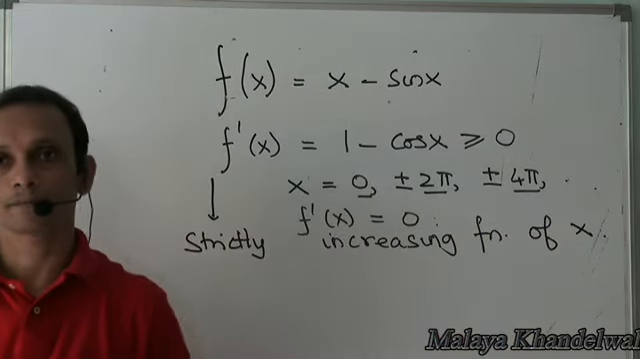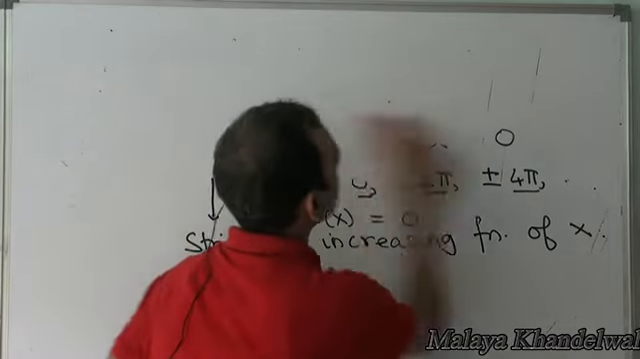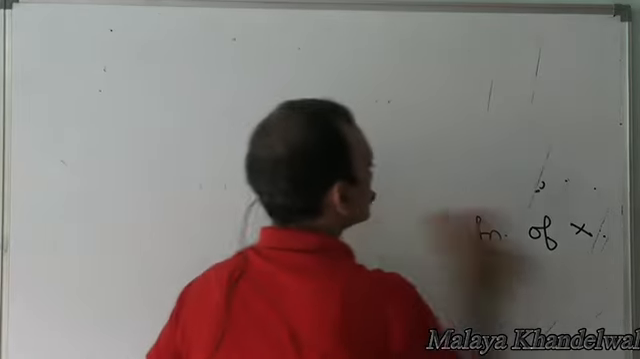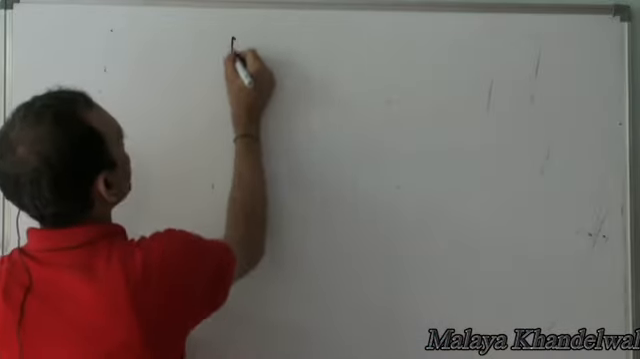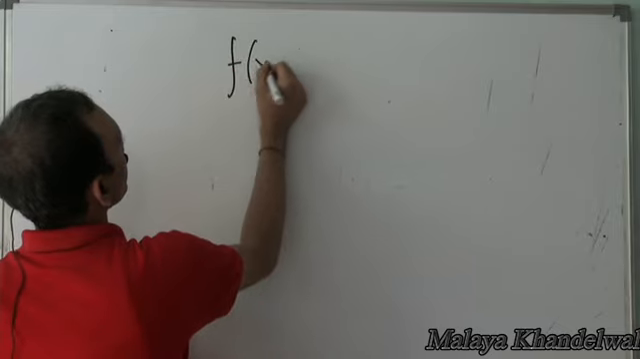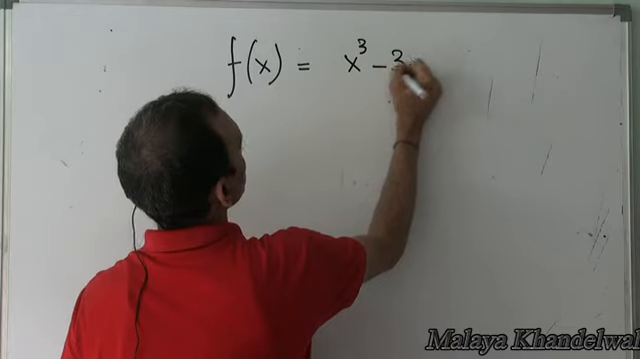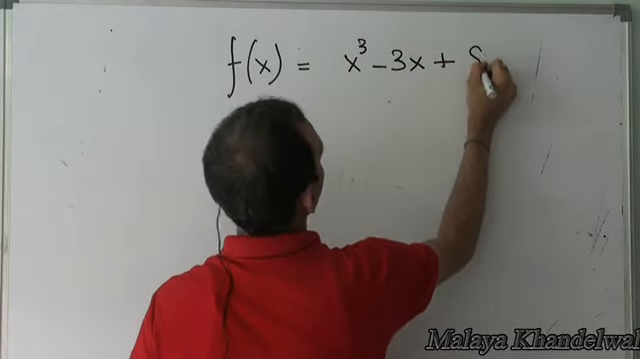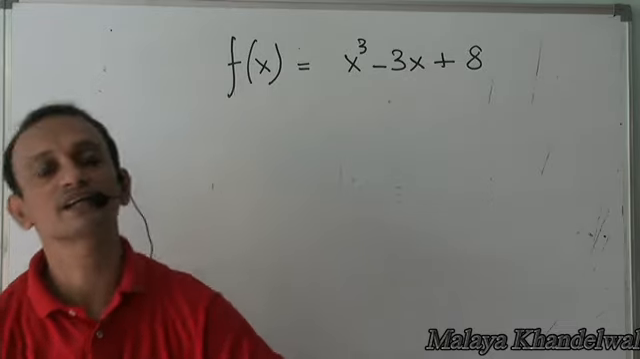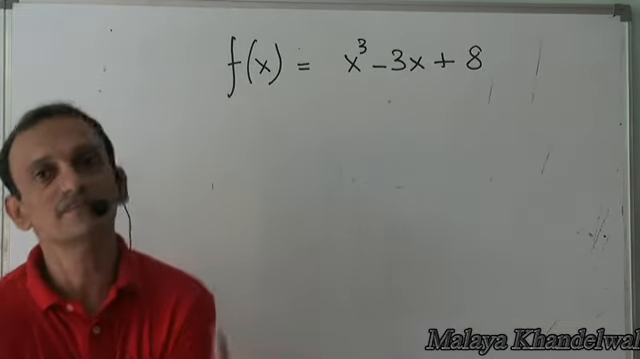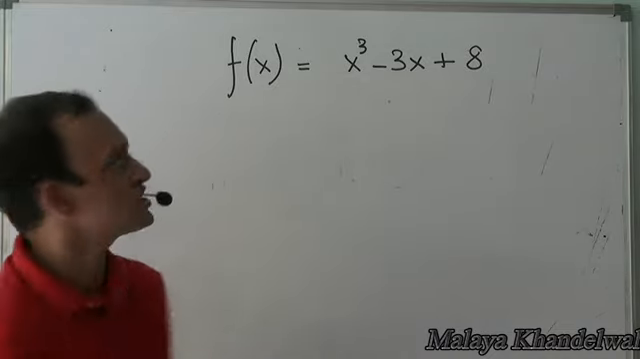Function of x. Yes or no, right? Say I have f(x) equal to x cubed minus 3x plus 8. I want to find the intervals in which f(x) is strictly increasing and the intervals in which f(x) is strictly decreasing. I would have to look at the sign of f dash x.